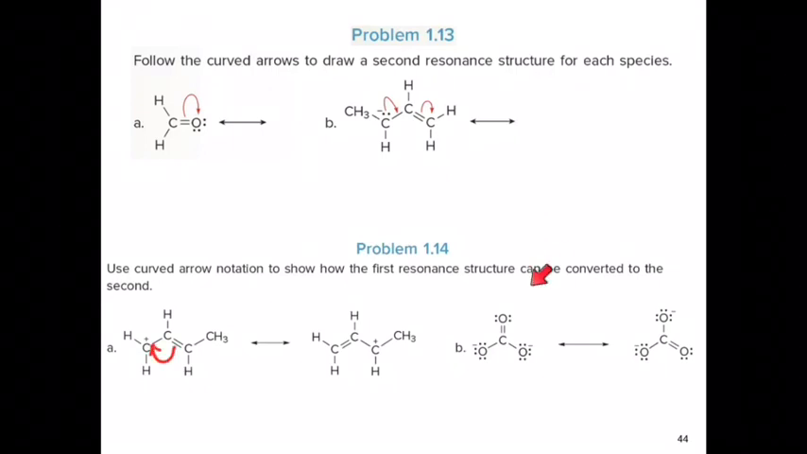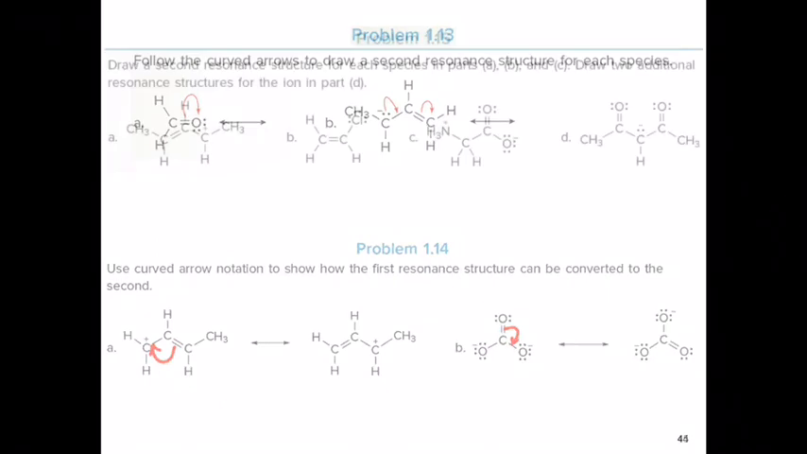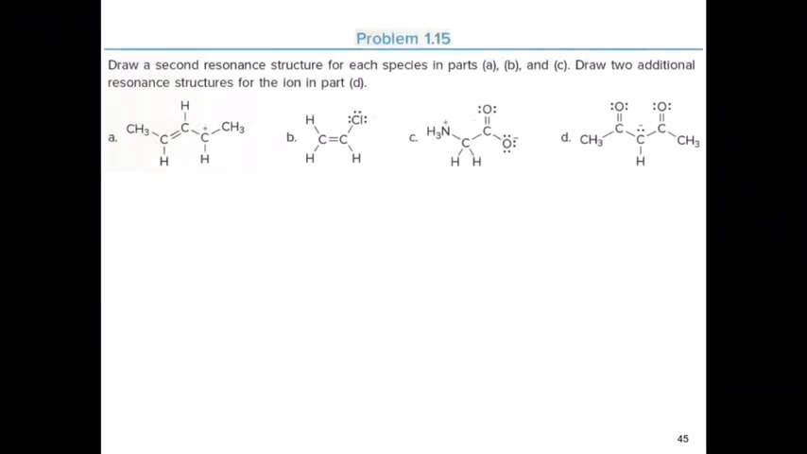All right, and then for the second example here, we have the double bond with the second oxygen, and now the double bond is on the third oxygen on the right. So that means that the bonding electrons moved from here to here. And that's it. And here's another practice problem, number 15. Draw a second resonance structure for each species in A, B, and C, and then draw two additional resonance structures for the ion in part D.